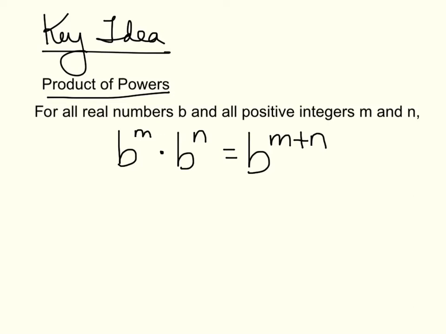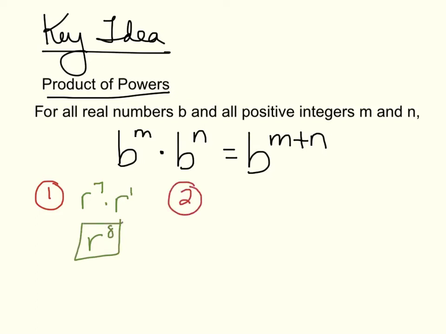So for some examples, example 1, r to the 7th times r. That's 7, this is a 1, your answer is r to the 8th. Example number 2, c to the 2nd times d to the 2nd. These are not the same base, therefore you cannot do anything. Your answer is just c squared, d squared. It's kind of like taking 5 times x. 5 times x is just 5x. These are not the same base, you cannot combine them together.